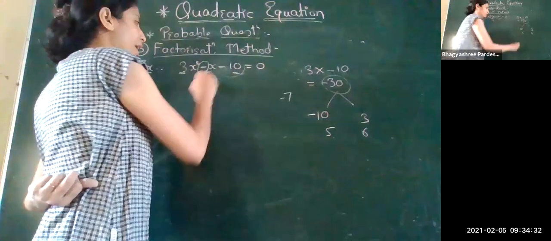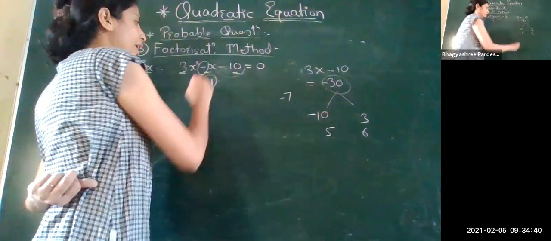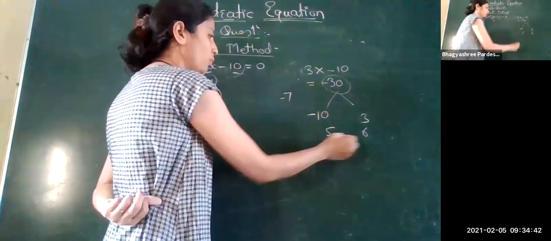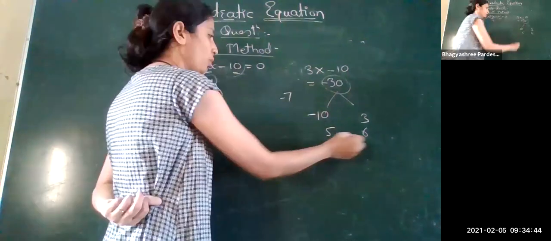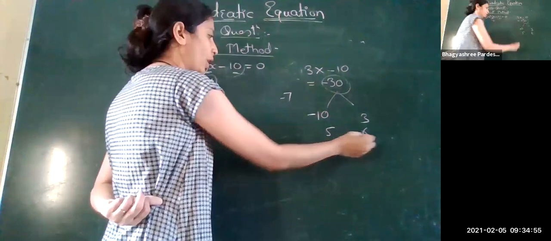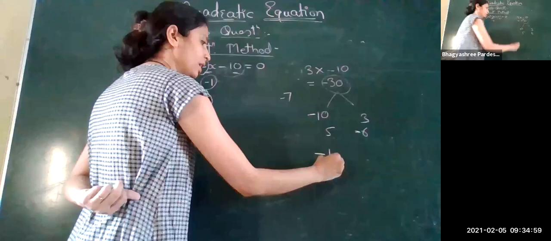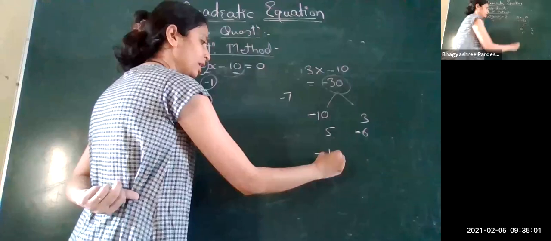So let's see for the next one. The bigger term is 6, so the minus sign will go to 6 here. 5 and minus 6. It is minus 1. What we require is minus 1. Which factors are we going to consider? We are going to consider these 2 factors, that is 5 and minus 6.